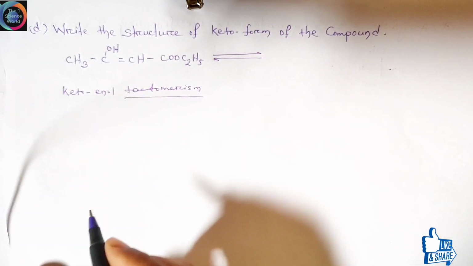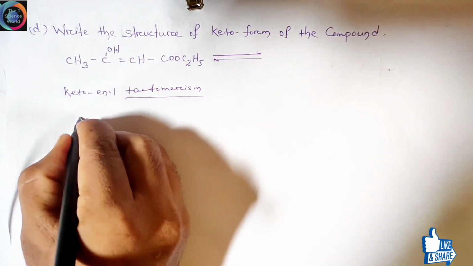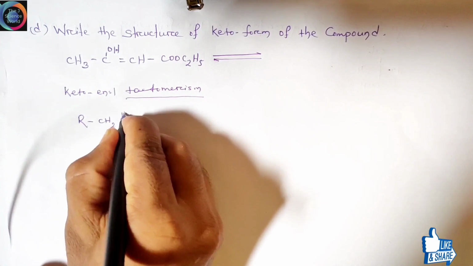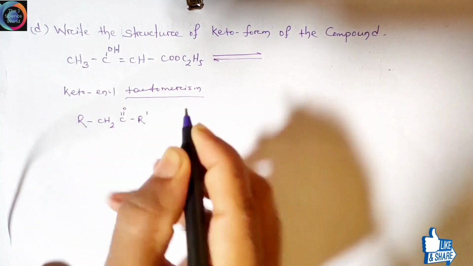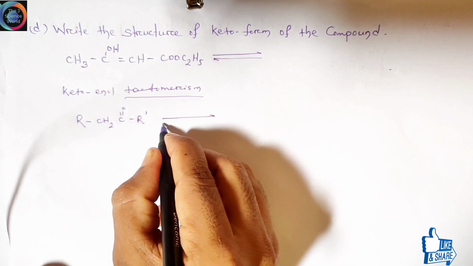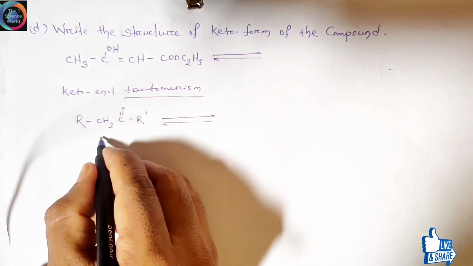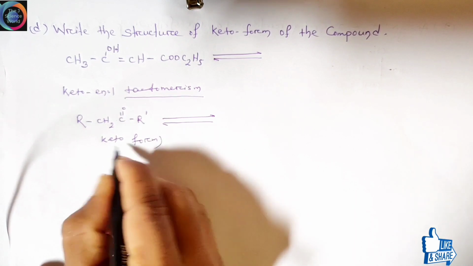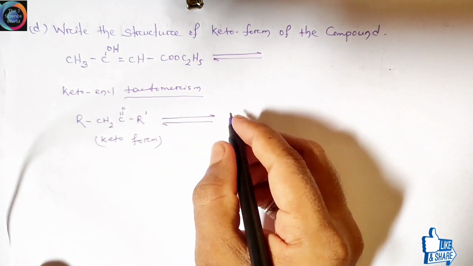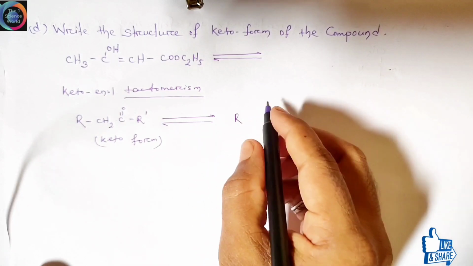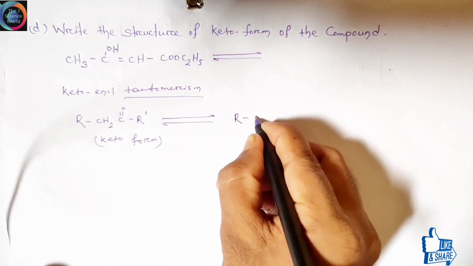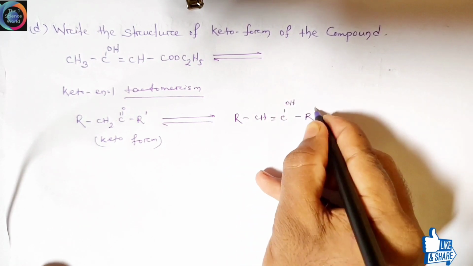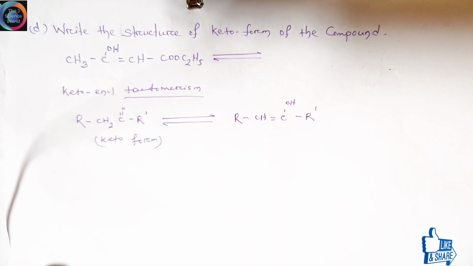Friends, the general formula of keto-enol tautomerism, that is, this is our keto form. This ketone group converts into the enol form, that is C=CH-OH. This is our general formula.